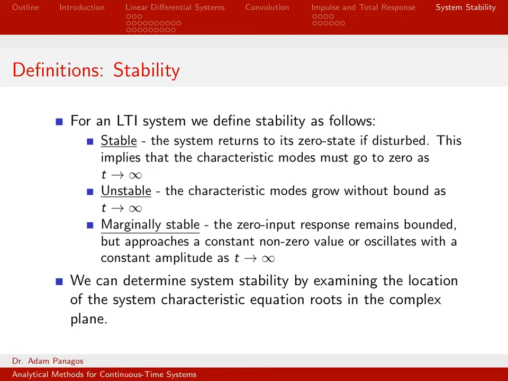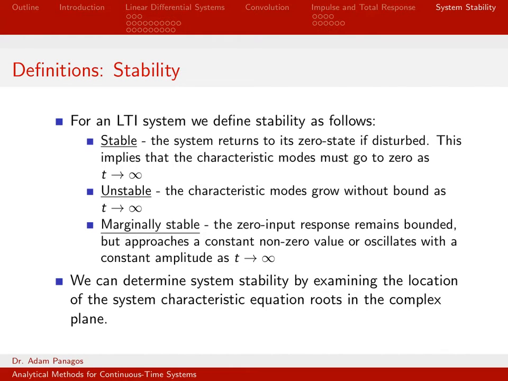When we talk about LTI systems, we say that an LTI system is stable if it returns to its zero state when disturbed. So that was the example I gave on the previous slide. If you have a system doing nothing, you hit it with some type of input for some period of time. Once you've removed that input, the system eventually decays and goes back to the zero state. That's what we mean by a stable system.